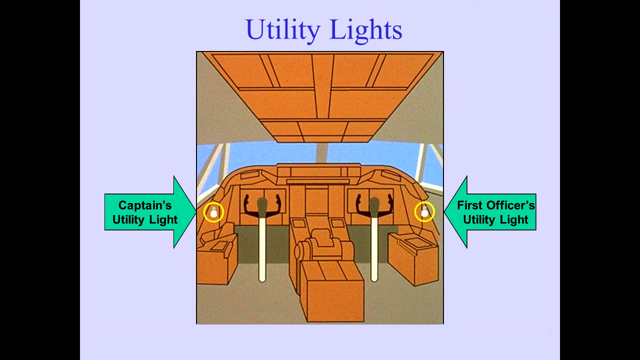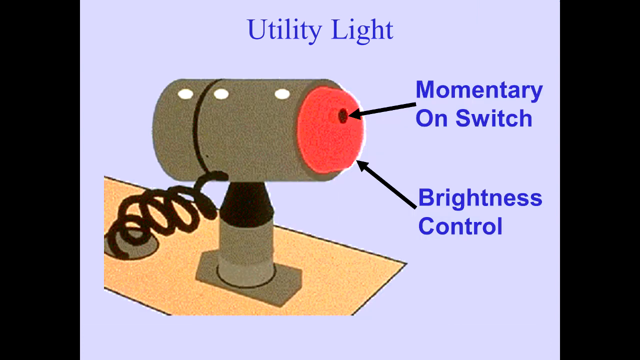Utility lights are located outboard of the captain's and first officer's seat on the sidewall. The utility light can be turned on by using the brightness control. The momentary on switch illuminates the light momentarily. Brightness can be regulated by rotating the brightness control.